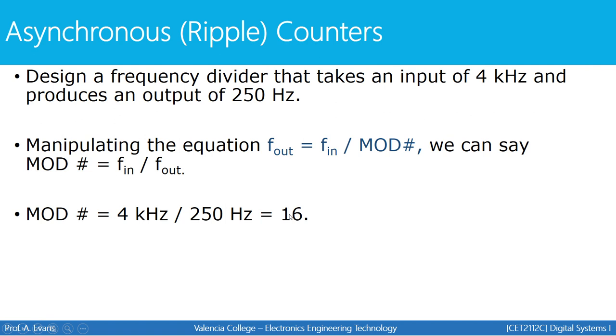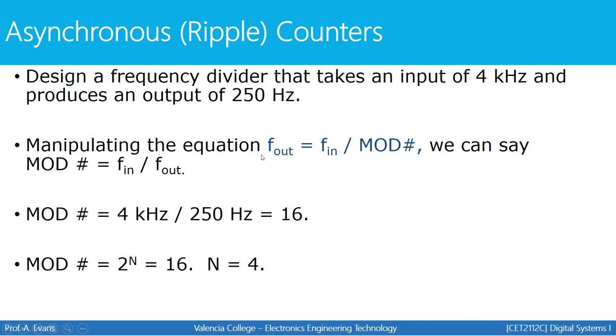So now that we have the mod number, what does that tell us? How many flip-flops do I need? If you said 16, that would be incorrect. Remember, the mod number is number of states, not number of flip-flops. And mod number is equal to 2 to the n. So we know that 2 to the n equals 16. We solve that for n to get the number of flip-flops. So we need a circuit that has 4 flip-flops.